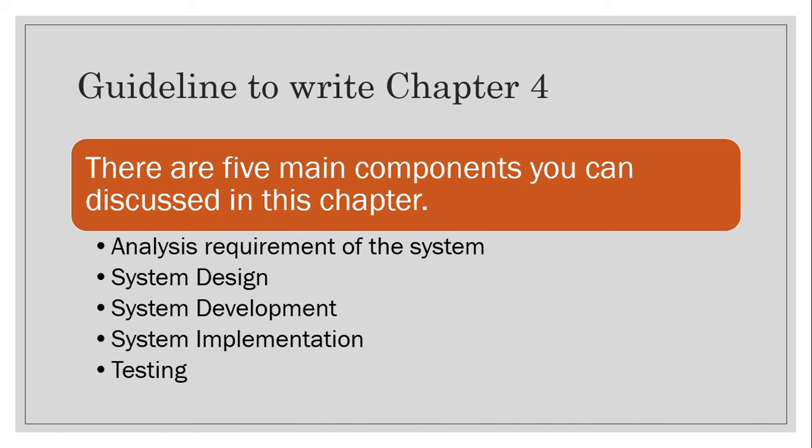As a guideline to write chapter 4, there are 5 main components you can discuss in this chapter. This is just a guideline. The first one is the analysis requirement of your system. You can put here the requirement for your system design, your system development, system implementation, as well as testing, so the testing plan of your research.